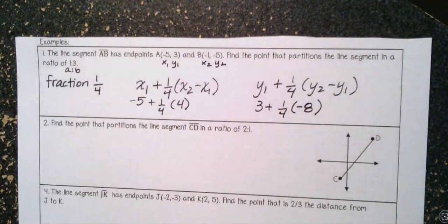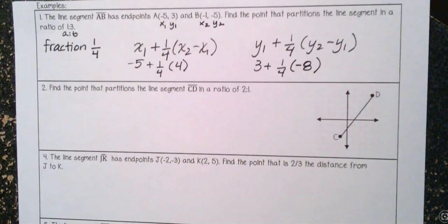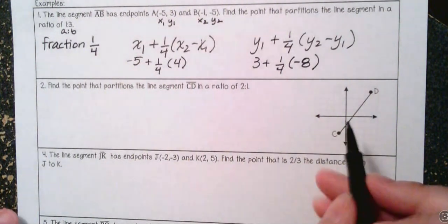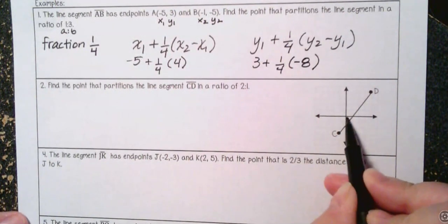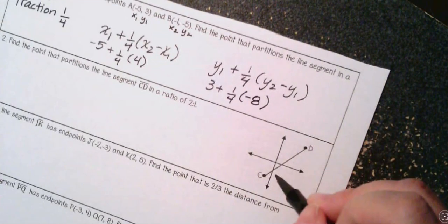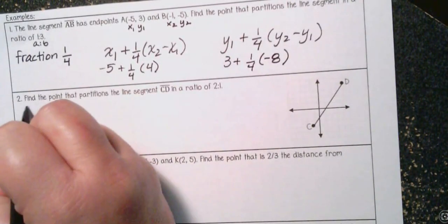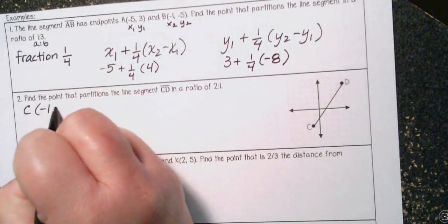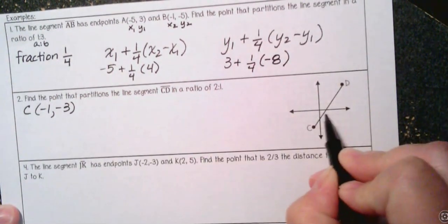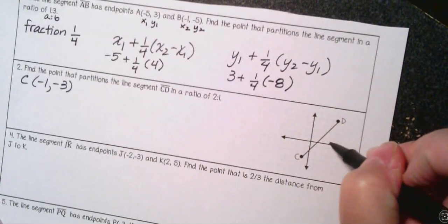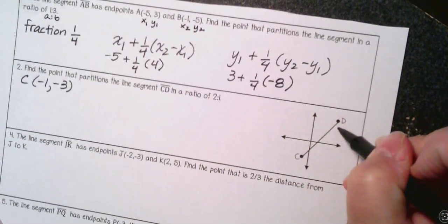All right, let's do another one like that. Number 2, find the point that partitions the line segment CD in a ratio of 2 to 1. Okay, so let's find our coordinates. C is at -1, -3. And D is at 4, 4.